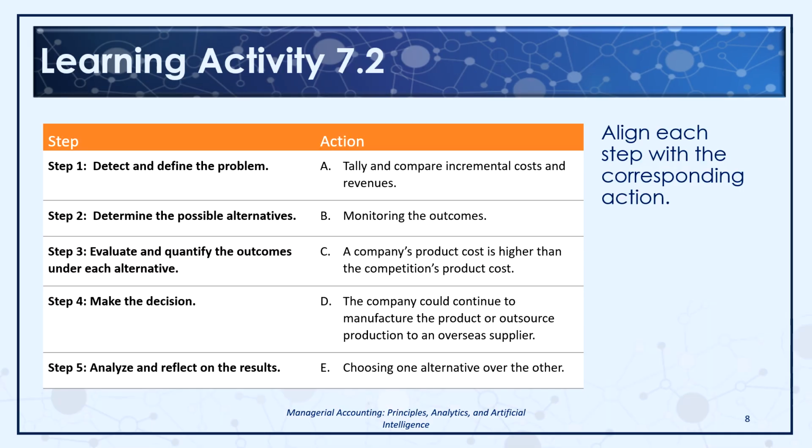Now complete Learning Activity 7.2. In this activity, match each step in the decision-making process with the correct action. Pause here and work through the activity. Once you've finished, check your answers with the solutions provided in the back of Chapter 7.